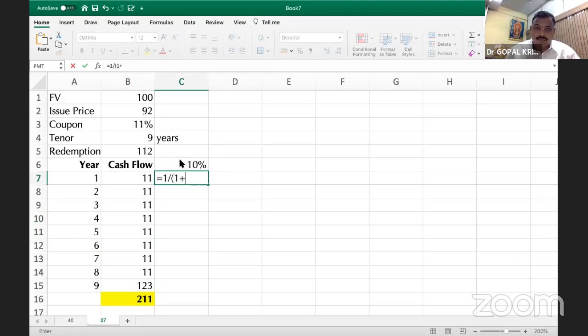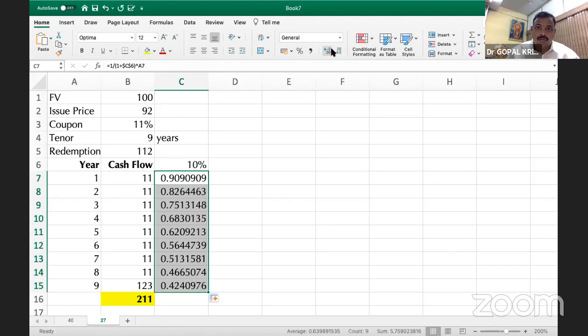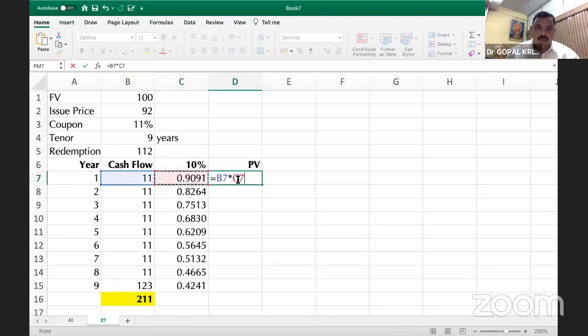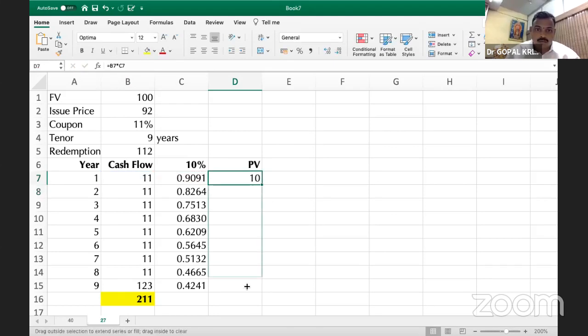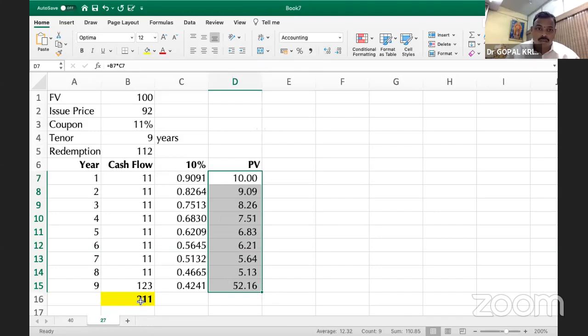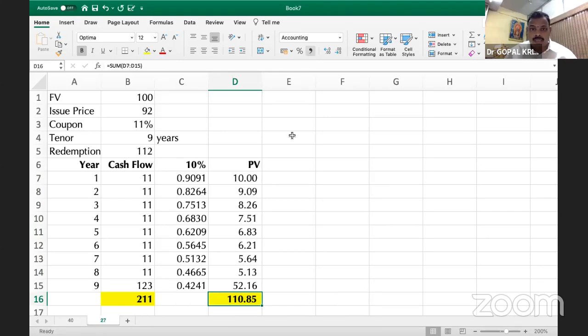I'll do the PV factor for 10%. So this is your PV factor for 10%. I'll freeze 10%. And let me find the present value. This is the present value. So multiply 11 into this. So this is your present value, guys. So what is your total? 110.85.